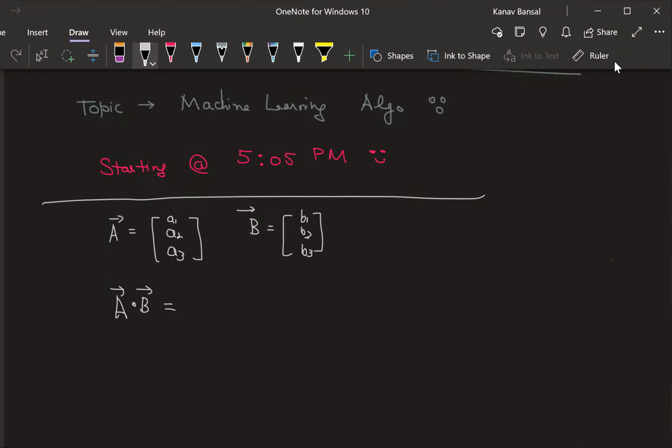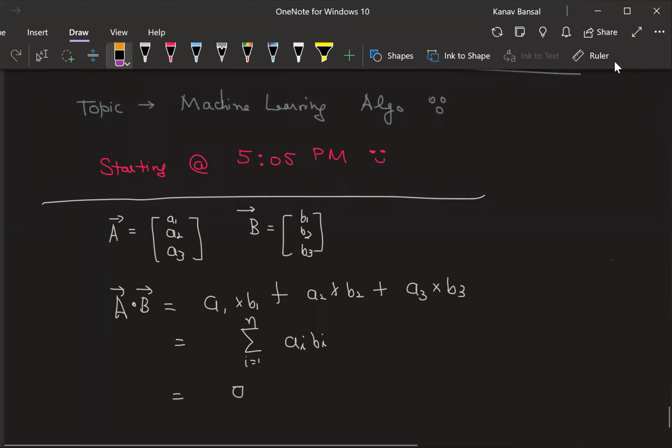Yes, correct. We simply say a1 into b1 plus a2 into b2 plus a3 into b3. And we have already seen that this can be written as the summation of ai bi, i going from 1 to n. And this can also be written as a transpose b. You take the vector a, consider it as a matrix, take the transpose of it, and then multiply it with b. Just do a matrix multiplication between these two.